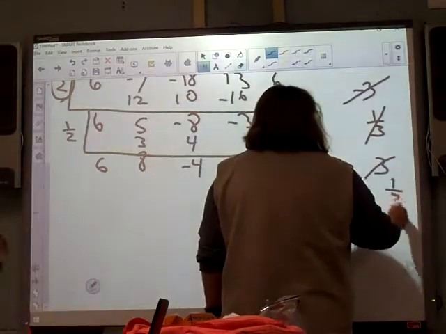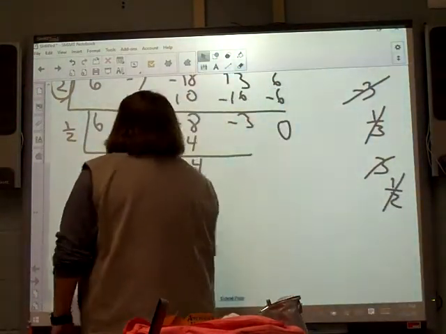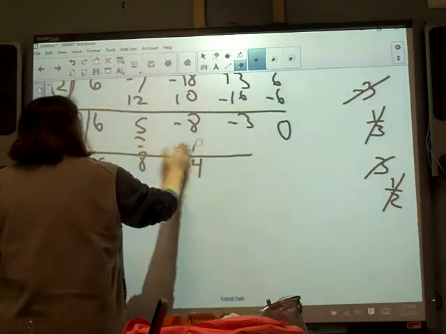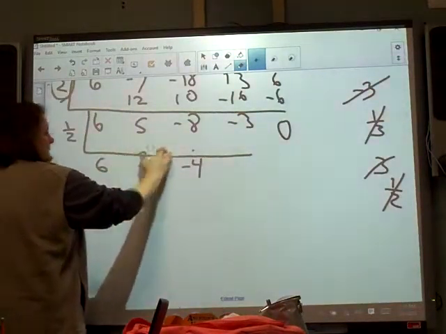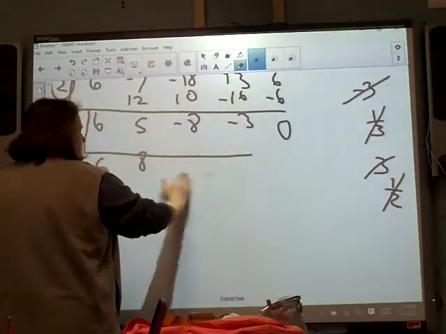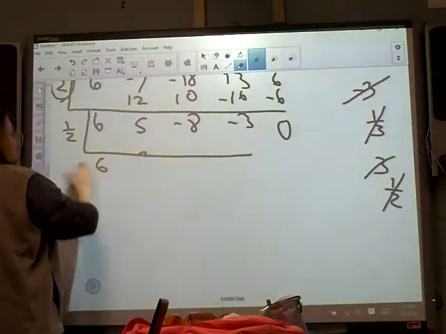Negative 1. Negative 1, Kaylee suggests. Come on, negative 1. I feel like I should be in Vegas. Come on, negative 1. I've never been to Vegas.